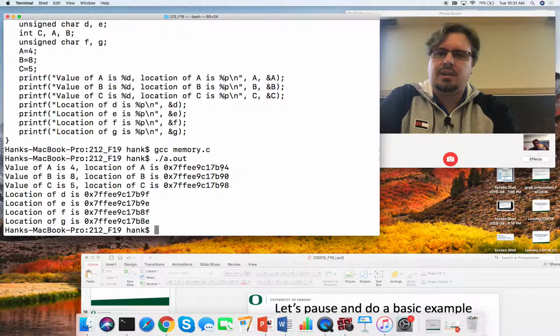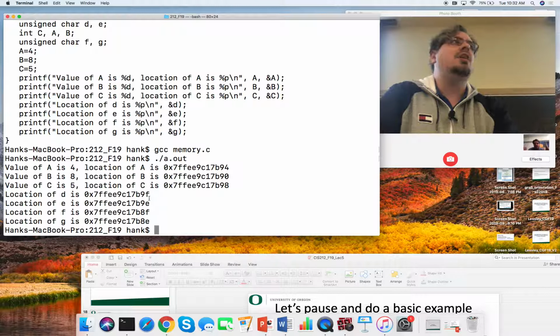So here it's given 9F and 9E to D and E, 94, 90, and 98, or 98, 94, 90 to C, A, and B. And then it's gone down to 8F, which is immediately below 90, for locations F and G. So what that means is the 2 bytes in here are being orphaned.